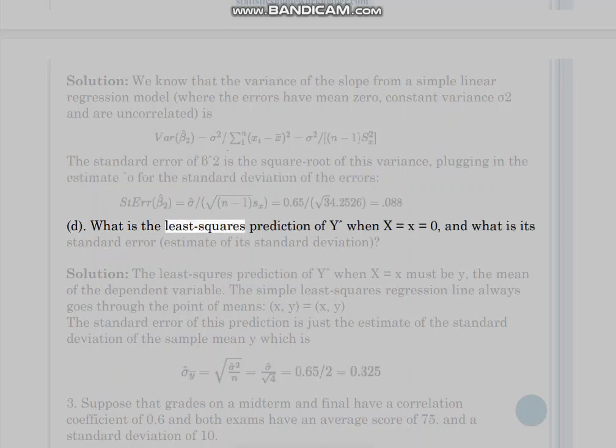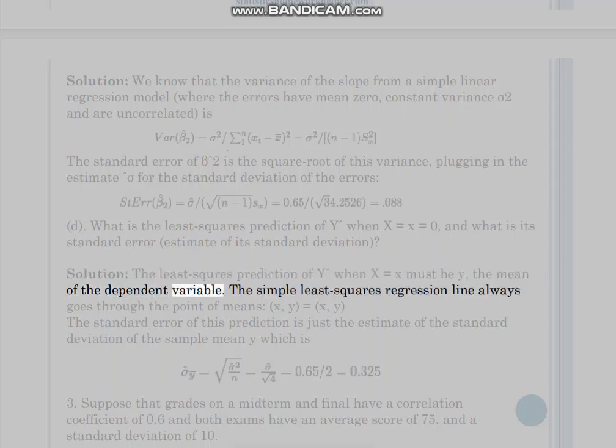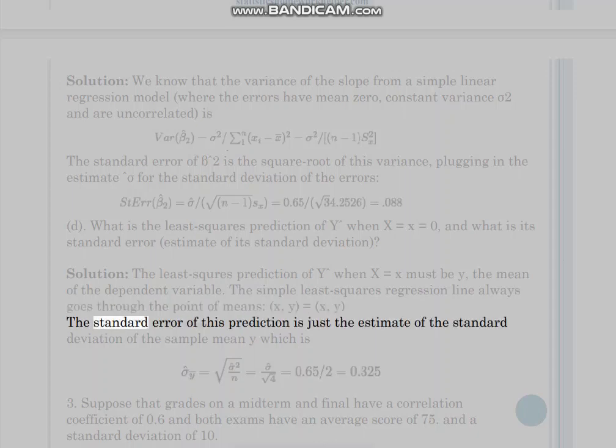D. What is the least squares prediction of y when x equals x bar, and what is its standard error, the estimate of its standard deviation? Solution. The least squares prediction of y when x equals x bar must be y bar, the mean of the dependent variable. The simple least squares regression line always goes through the point of means (x bar, y bar). The standard error of this prediction is just the estimate of the standard deviation of the sample mean y bar, which is sigma hat over the square root of n.